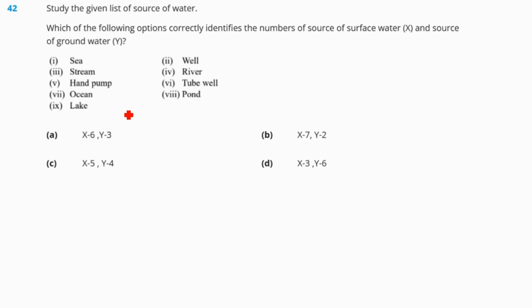Question number 42. Study the given list of sources of water. Which of the following options correctly identifies the number of sources of surface water X and sources of groundwater Y? Okay, let's see. We have surface water and groundwater. Surface water is sea, river, pond, lake, ocean, streams. Groundwater is well, hand pump, and tube well. That is 3. The rest 6 are surface water. Okay. So it is 6 and 3. So our correct answer is option A.